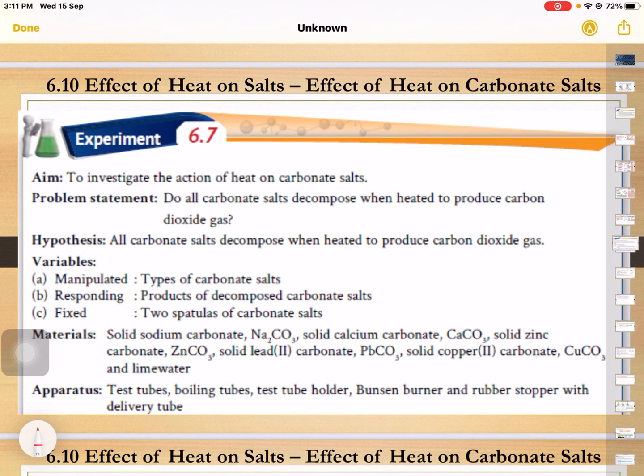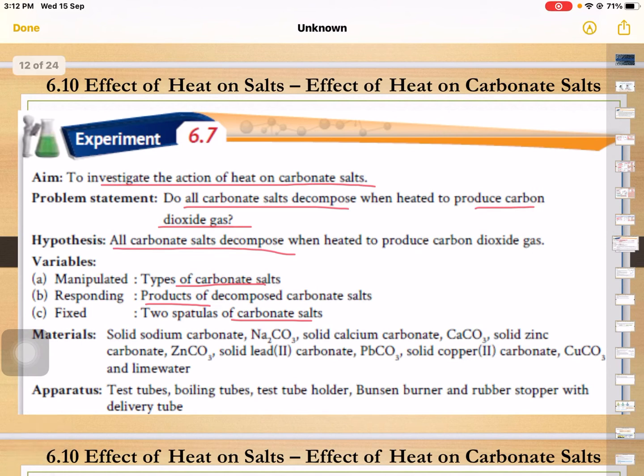Eksperimen 6.7 ni, dia punya aim adalah to investigate action of heat on carbonate salt. Problem statement dia, adakah semua carbonate salt decompose, akan terurai dan menghasilkan carbon dioxide? Maka hipotesis yang dibuat, all carbonate salt decompose. Okay, betul tidak? Kita kena buat dalam eksperimen 6.7 ni. So manipulated variable dia adalah type of carbonate salt, responding variable dia adalah produk yang terhasil, dan juga fixed variable dia adalah 2 spatula of carbonate salt. So awak boleh baca lah apakah carbonate salt yang digunakan.